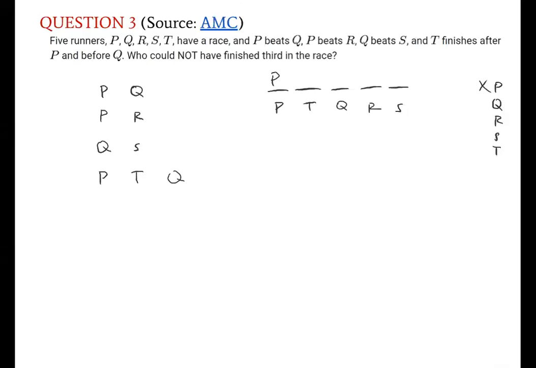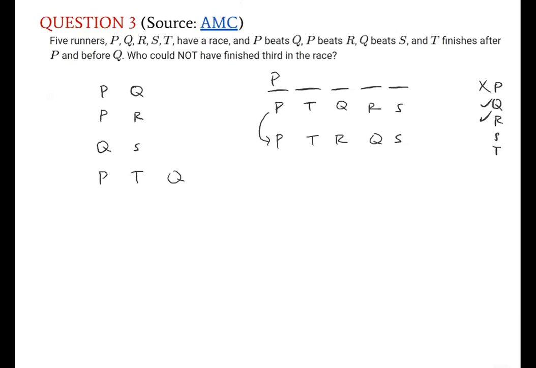So Q can be third. And let's see if R can be third. So if we want R to be third, we could just build off of this, and we can put an R here, and then still all 4 of these will be satisfied. So R can also be third.